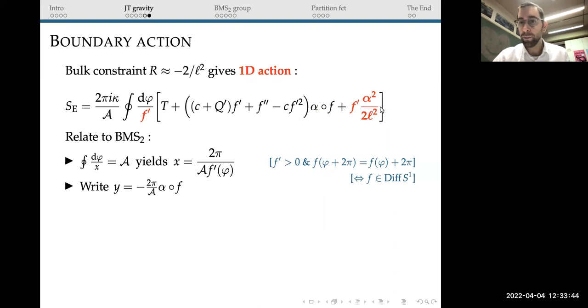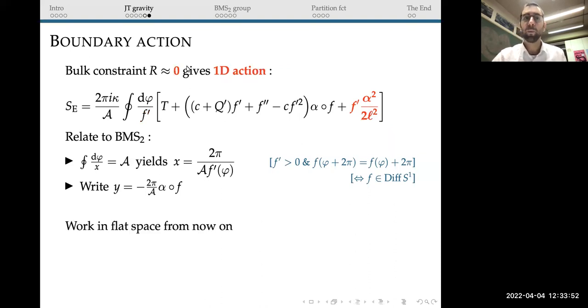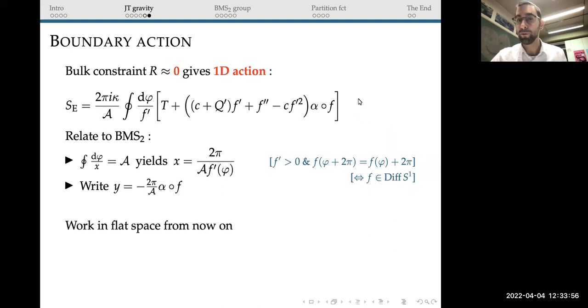Finally, there is this term here, which as you can see is the only term that comes with the cosmological constant, an AdS radius. In the flat limit, in flat space, where the bulk curvature is zero, this term just goes to zero. And so from now on, this is the action with which I'm going to work.